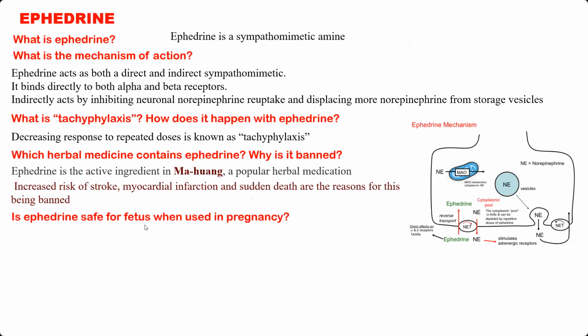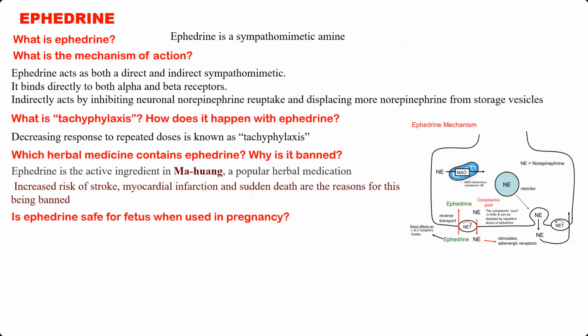Is ephedrine safe for the fetus when used in pregnancy? We commonly use it in patients who undergo cesarean section under spinal. If the blood pressure falls immediately, we give 6 to 12 milligrams of ephedrine as the first choice, isn't it? Yes, sir. It is safe, but it causes fetal acidosis.